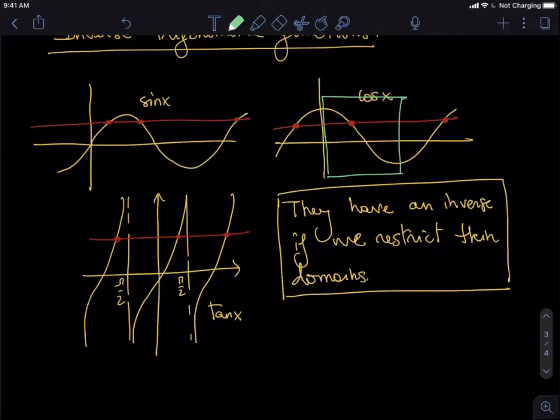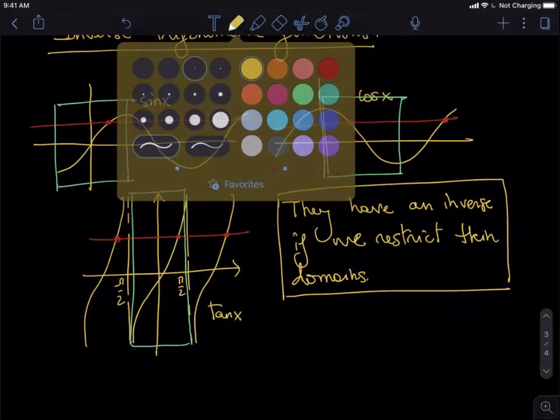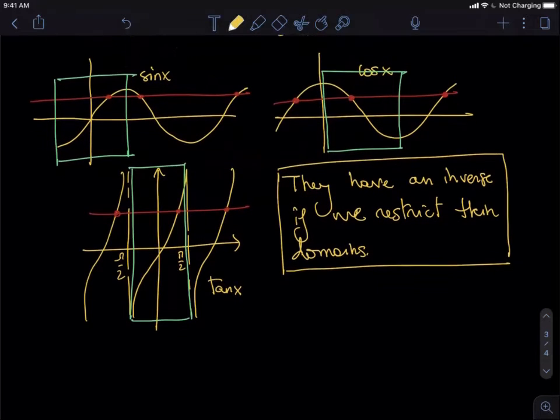for every point. So for example, we are going to take this window for the cosine. Then for the sine, we are going to take this window. Okay, and then for the tangent, we are going to take this window. Okay, when we are looking inside these windows, the functions are going to pass the horizontal line test. So what are these windows? We need to write that down carefully.